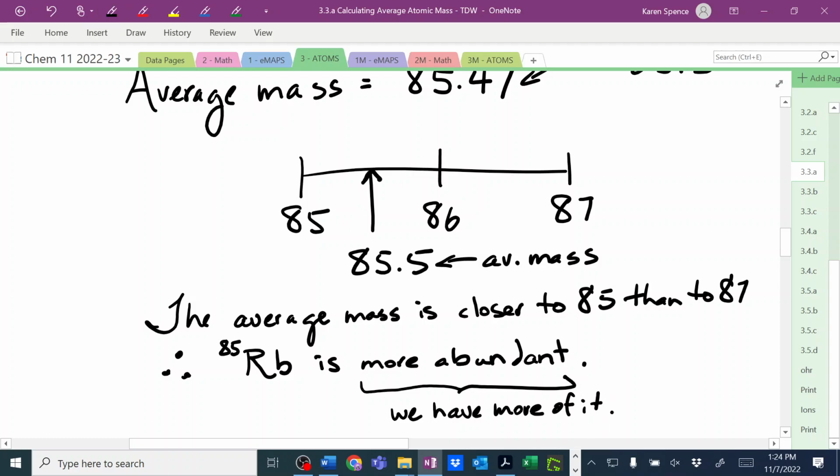And there is actually a way to figure out what your percentages are on this one. Anyone want to give it a go? If you would like to challenge yourself, you could find the percent abundance of each isotope. Even if you can just get the equation, do you know what I mean? That's good.